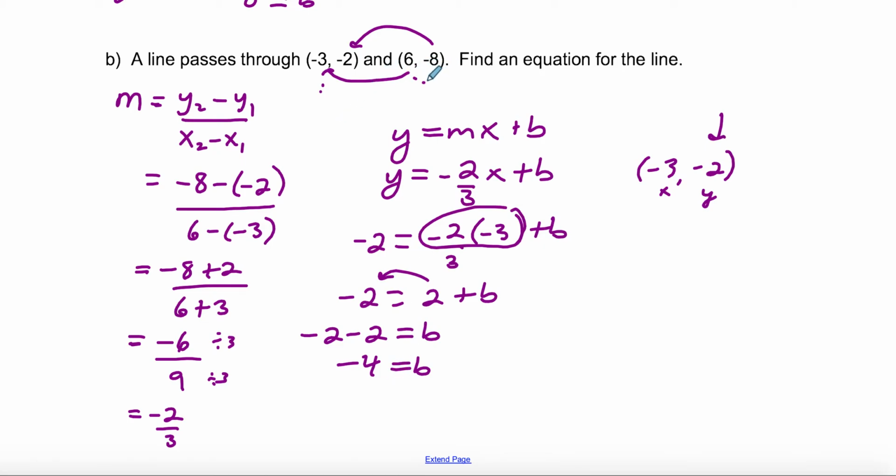It is on the line. Both points are on the line. So you're going to get the same y-intercept no matter which point you pick. So our final equation is y equals -2/3 x minus 4.